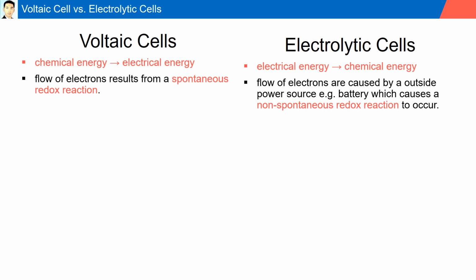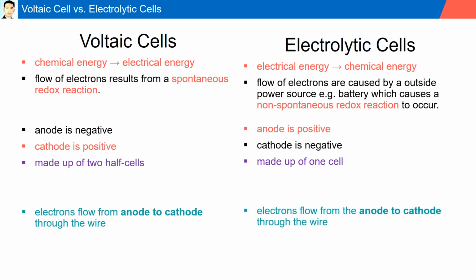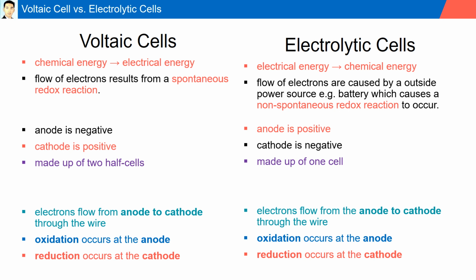redox reaction to occur. The anode is negative in a voltaic cell, while the cathode is positive, and it is made up of two half cells, while in an electrolytic cell, the anode is positive and the cathode is negative, and it is made up of one cell. The electrons flow from anode to cathode through the wire in both voltaic and electrolytic cells. Oxidation occurs at the anode for both cells, while reduction occurs at the cathode for both cells.